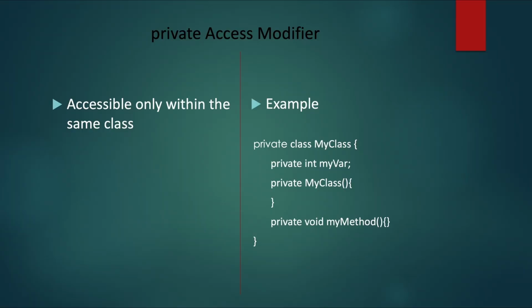Now let's see the private access modifier. If we define our class or members of our class with the private access modifier, then we can access our class or its members within that class only. We cannot access it outside of our class, whether within the package or outside of the package. It simply means we can access our class or its members within that class only, not outside of the class. Now let me show you with an example.